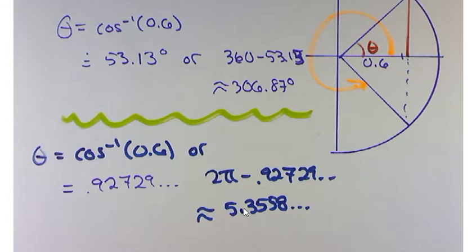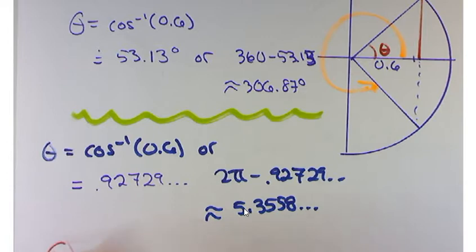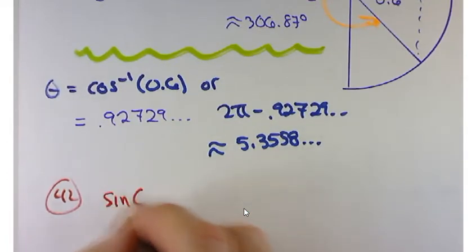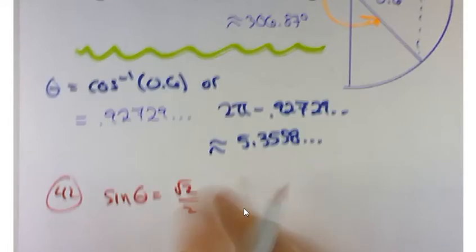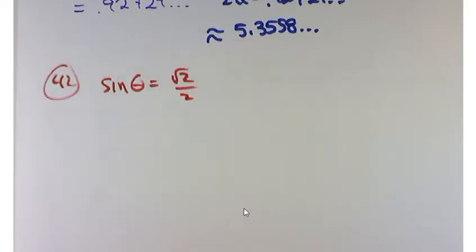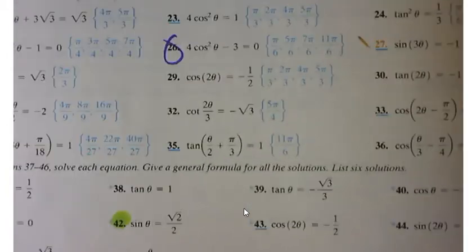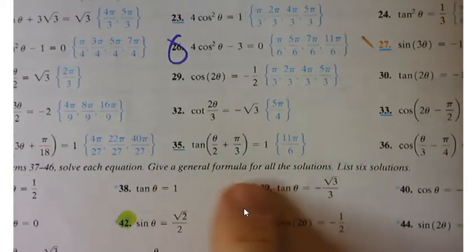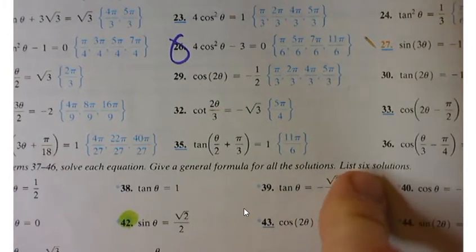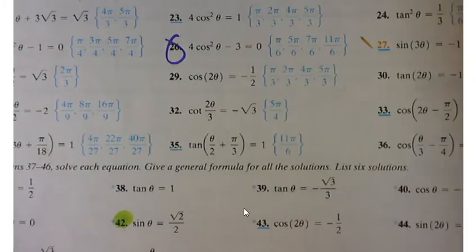Problem 42. Sine of theta equals the square root of 2 over 2. Wow, feels like this one's getting easier, right? I mean, hey, we already got this solved for pretty much. But there's a little catch. They want all the solutions. And let's take a look at the actual instructions there. It says, solve each equation, give a general formula for all the solutions. List 6 solutions. So, let's see what they mean here.